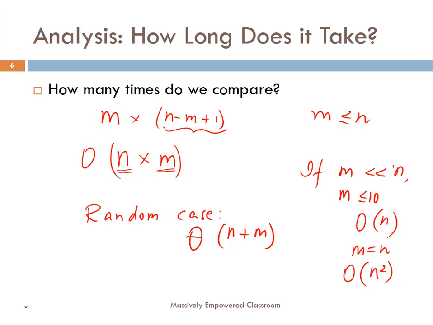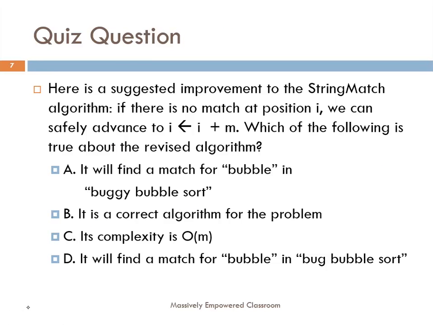So that is how string match works as a brute force algorithm. Here is a question. Let's say we make a small improvement to the string match algorithm. We don't know if this is a good one or a bad one. Let's try it anyway. If there is no successful match at some position I, instead of advancing by 1, instead of doing I equals I plus 1, what if we did I equals I plus m? So we jump m steps. That is, the length of the pattern is how much we jump whenever there is an unsuccessful match.